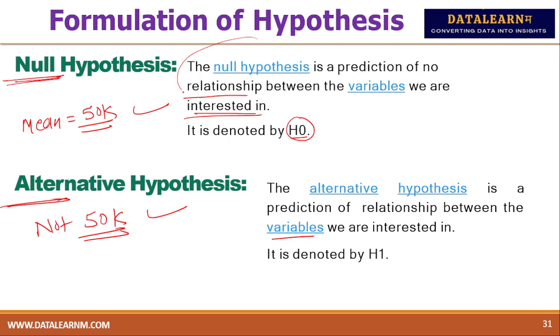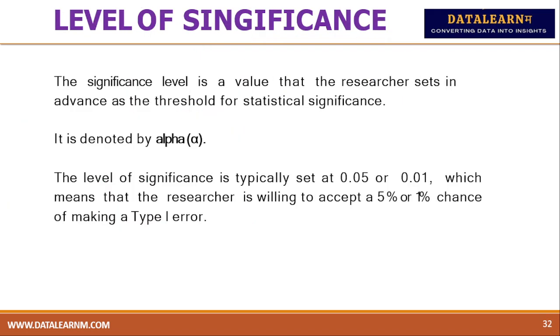So there is no need to go through all these definitions. What you need to understand is the level of significance. What is the level of significance and what value do we generally use for it? The significance level is a value that the researcher or analyst sets in advance as a threshold for statistical significance, denoted by the letter alpha. The level of significance is typically set to 0.05.